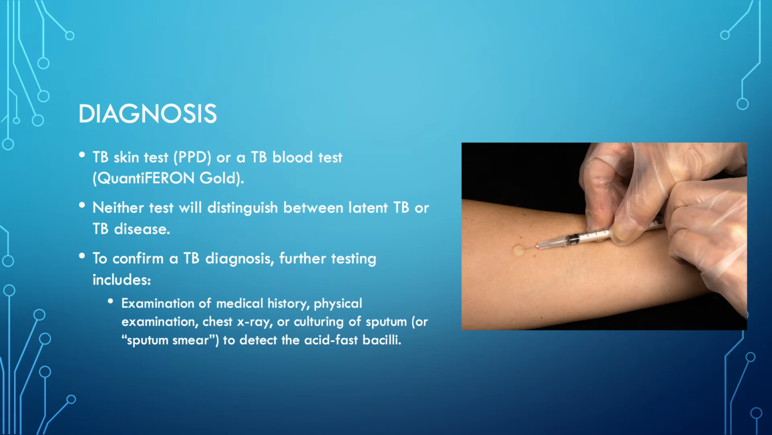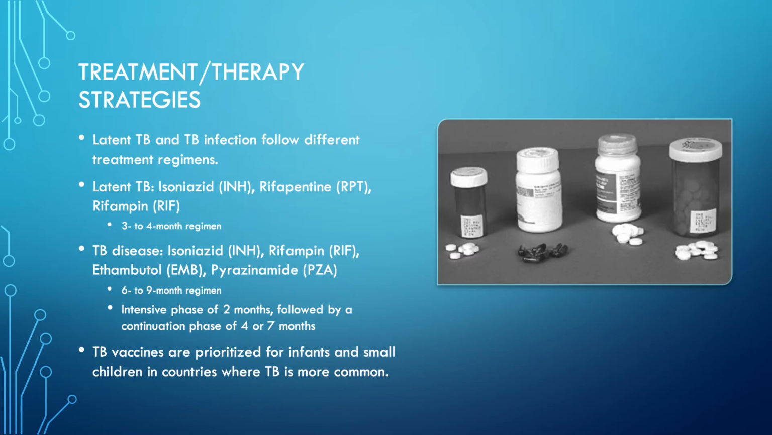Further testing to confirm TB disease includes examination of medical history, a physical examination, chest X-ray, or culturing of sputum to detect the acid-fast bacilli. In confirmed TB cases, the early identification of drug-resistant strains of MTB is crucial to successful treatment. Since TB can be either a latent infection or progress to TB disease, these two TB-related conditions follow different treatment regimens.